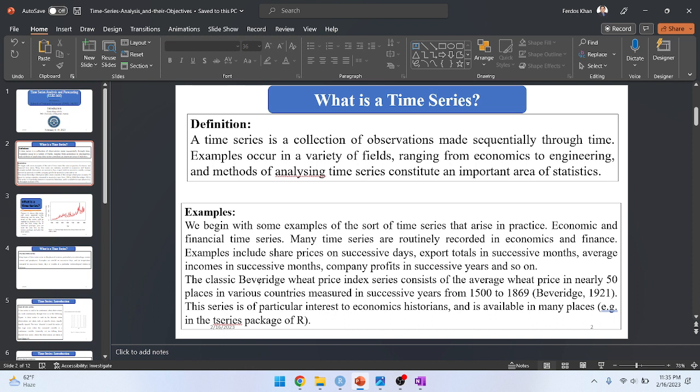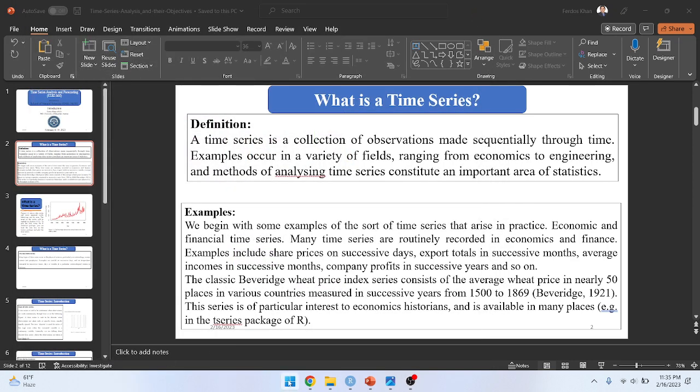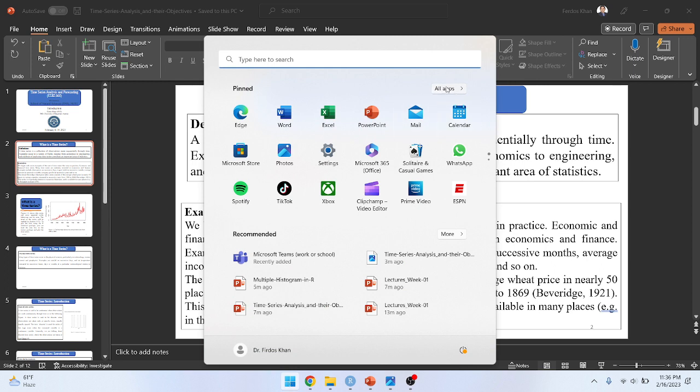The classic average wheat price index series consists of the average wheat price in nearly 50 places in various countries, measured in successive years from 1500 to 1869. So this is the reference. This is one of the longest datasets I can think of, 1500 to 1869, the longest time series. So any data which is recorded sequentially in time, you can call a time series data.